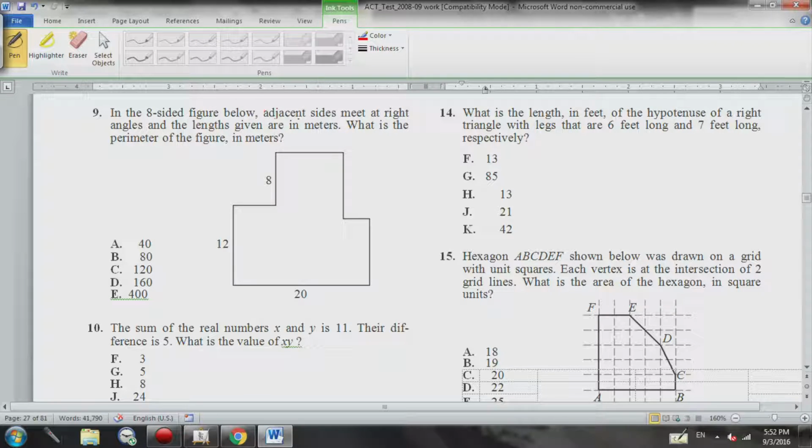In the 8-sided figure below, adjacent sides meet at right angles. And the lengths given are in meters. What is the perimeter of the figure in meters? Okay, so we're asked to find the perimeter. So in other words, this plus this plus this plus this plus this plus this plus this plus this.